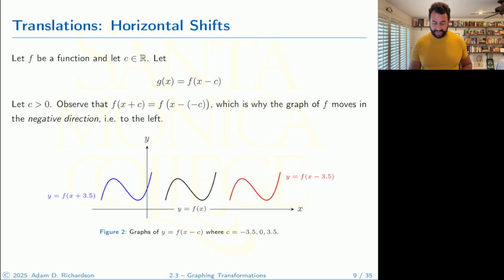And so here, if you look at f of x plus c, and you've got a positive c value, remember you can rewrite plus as minus a negative. So that's why the graph is moving in the negative direction. There we go, the negative direction.